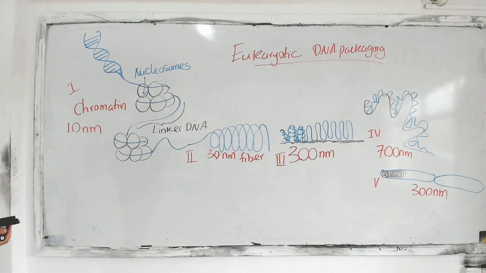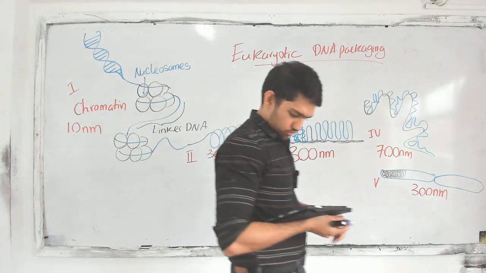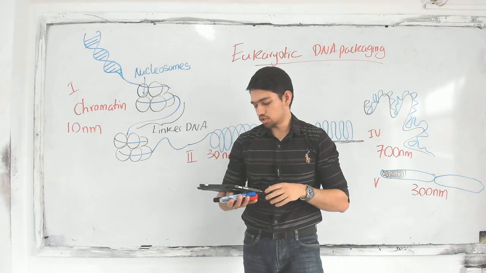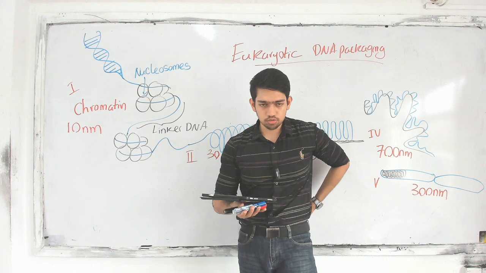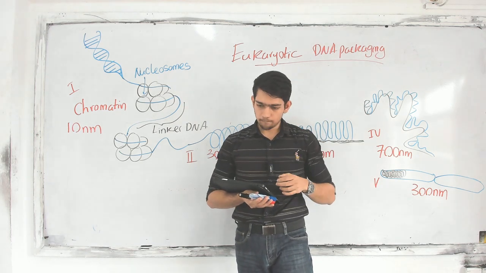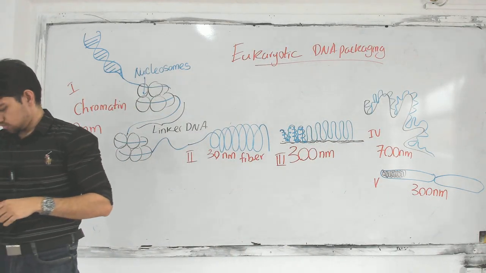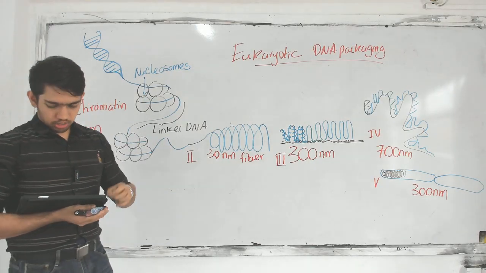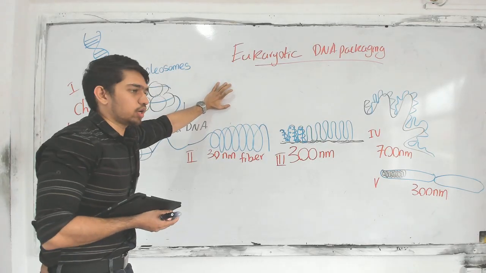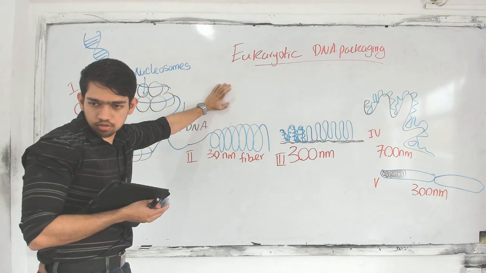Page number 3. Eukaryotic chromosomes are associated with a large number of proteins called histones. Highlight histones. That helps to organize DNA inside the nucleus. This DNA protein complex is known as chromatin. Highlight what is chromatin. It's a DNA histone complex. Okay, highlight.